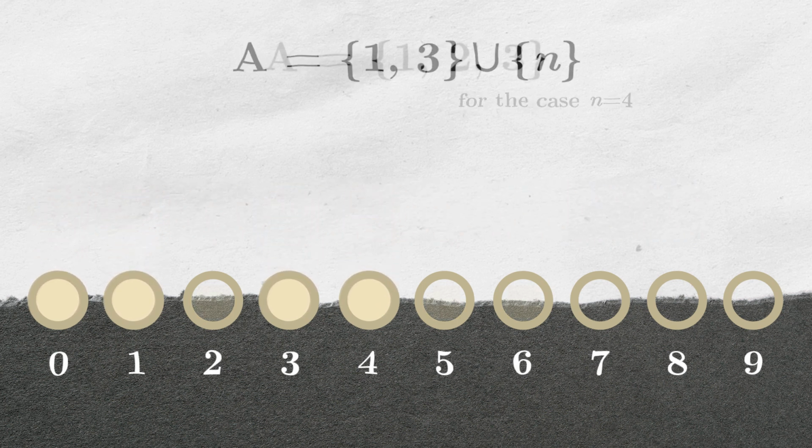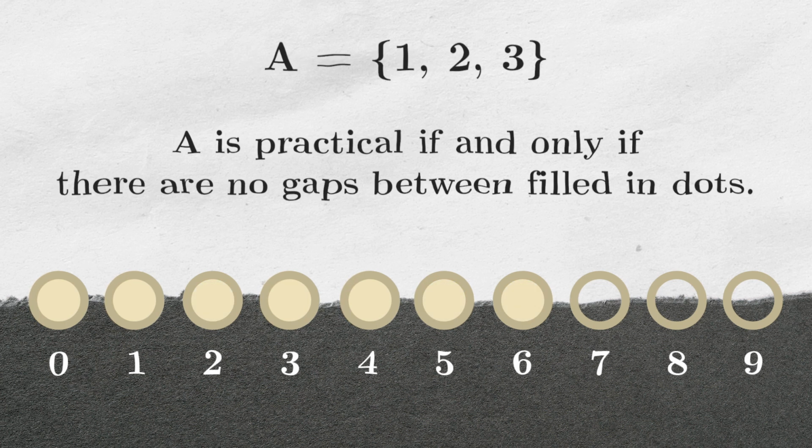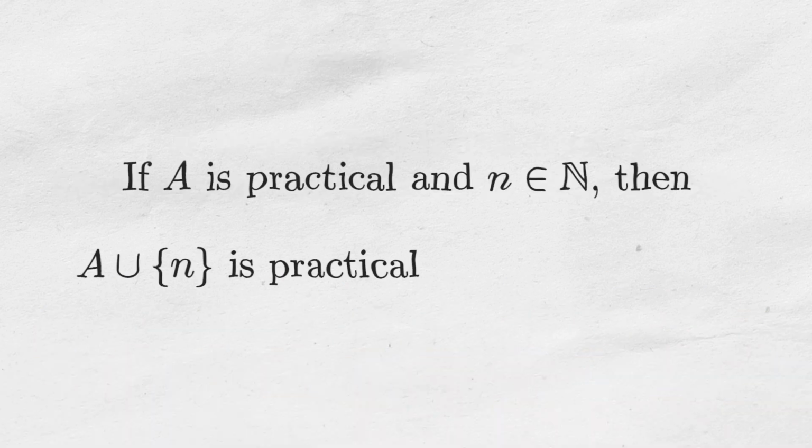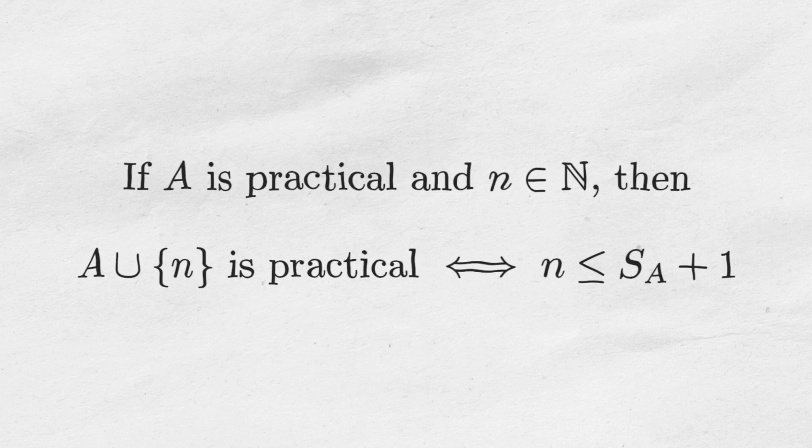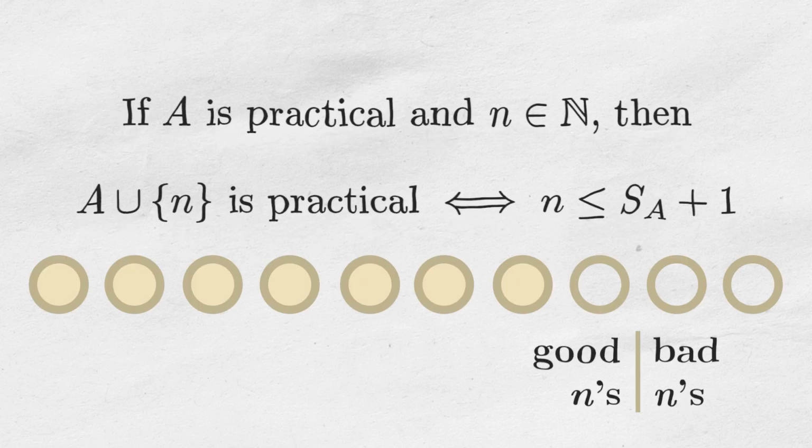As I've said, A is practical if and only if dots from 1 up to the sum of A are filled in. Therefore, if we join a number n to the practical set A, this new set is practical if and only if n is smaller than or equal to the sum of A plus 1, because only such n's do not create any not filled in hole in the middle.